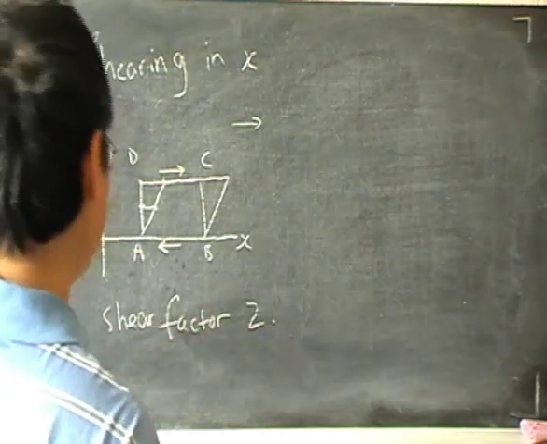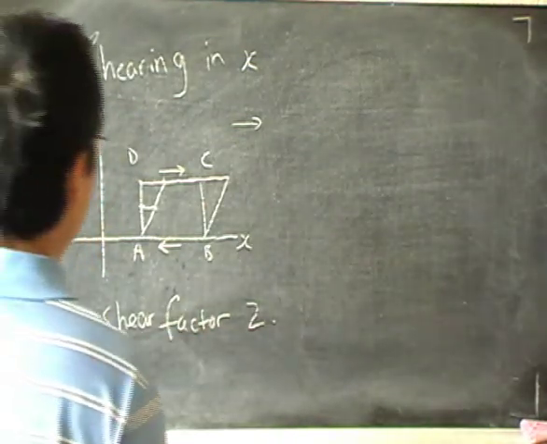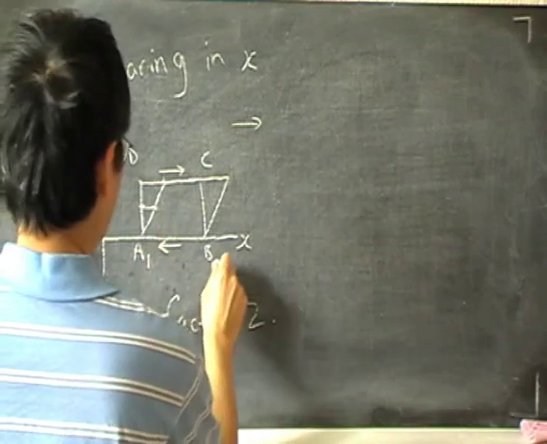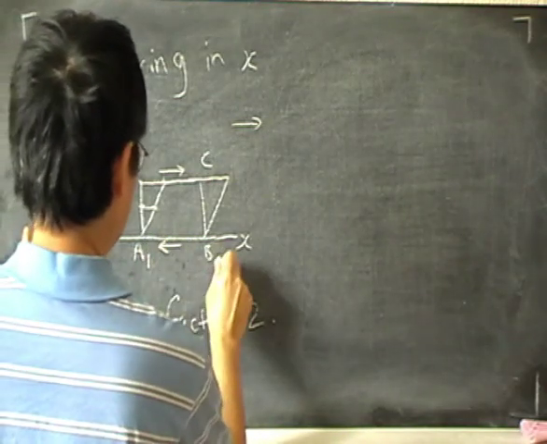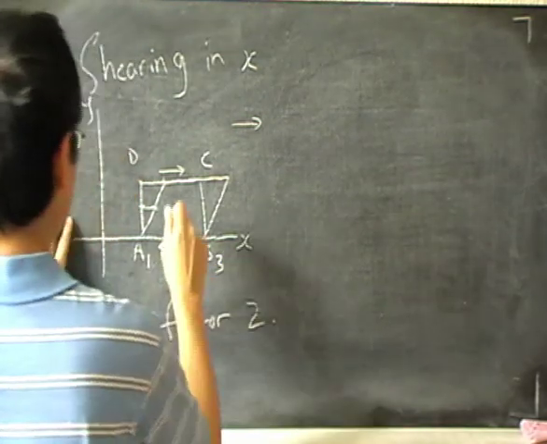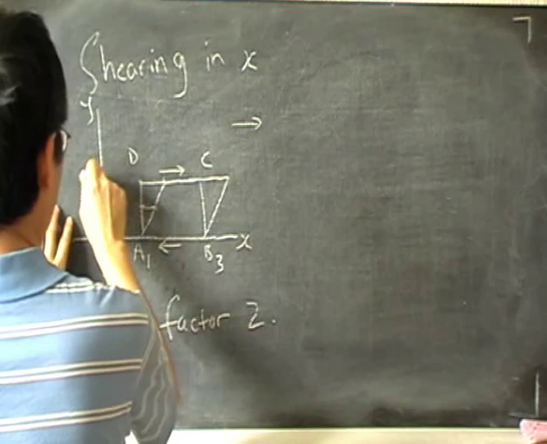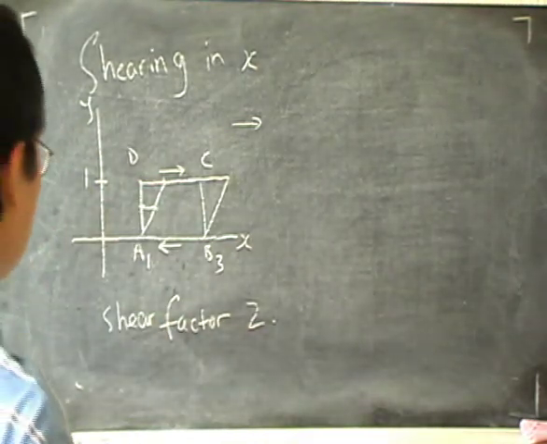Let's see how to use this shear factor. I'm going to put in some numbers for the positions of A, B. Let's say B is at 3, and CD, let's say that's just 1.